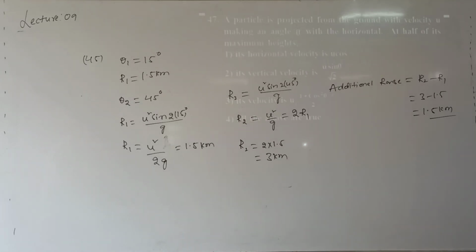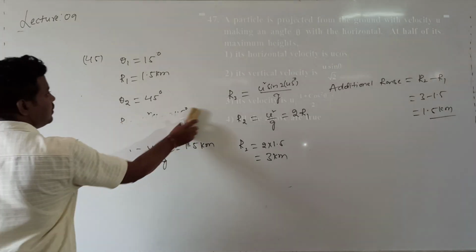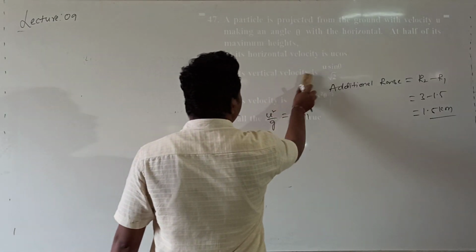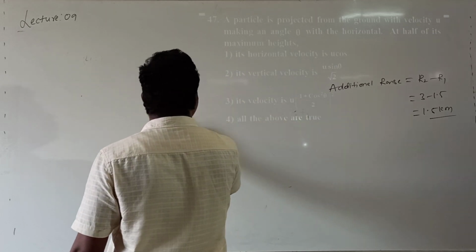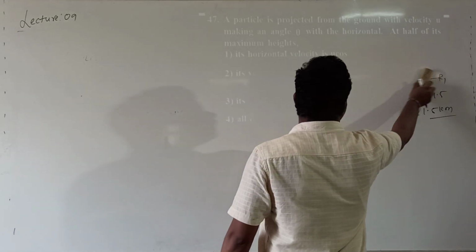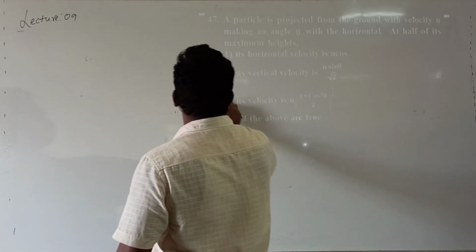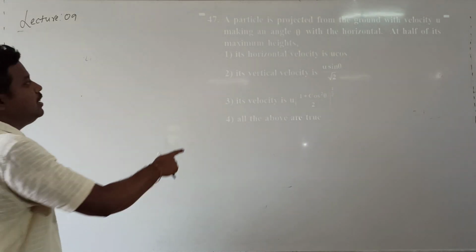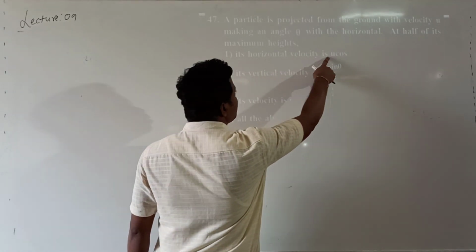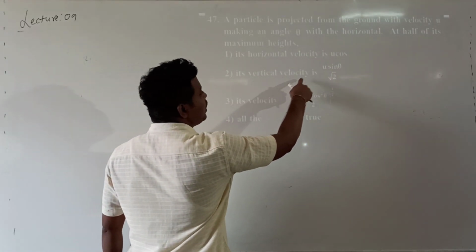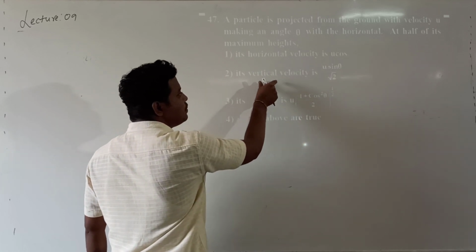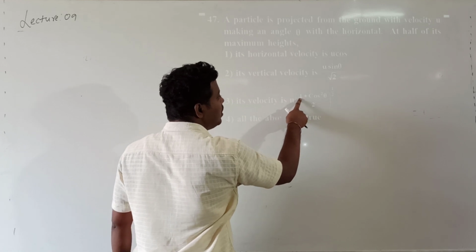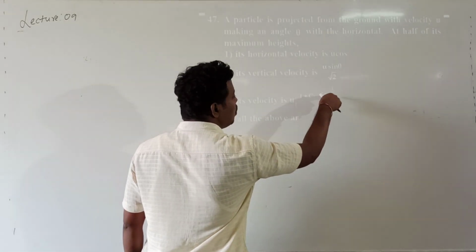Next question, question number 47. This question we already discussed in the synopsis. A projectile is projected from the ground with a velocity u, making an angle theta with the horizontal. At half of its maximum height, the horizontal velocity, which is the same everywhere, is u cos theta. Its vertical velocity is u sin theta by root 2. In the synopsis we derived this, and its velocity we also calculated as u into (1 plus cos square theta by 2) whole power 1 by 2.